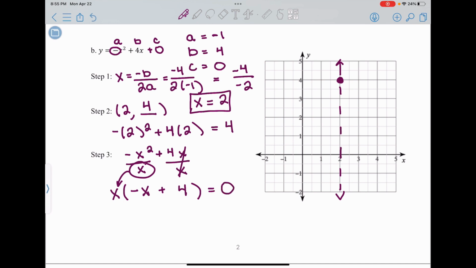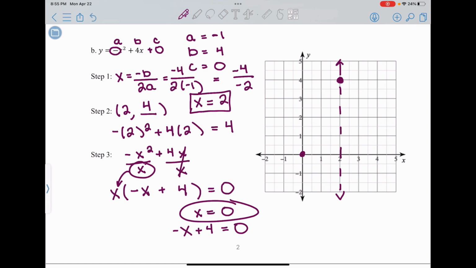And then I'm still going to set each of my factors equal to 0. So I have x equals 0 and -x plus 4 equals 0. X equals 0 is already solved. Notice how x is by itself, which means that 0 is my first x-intercept.